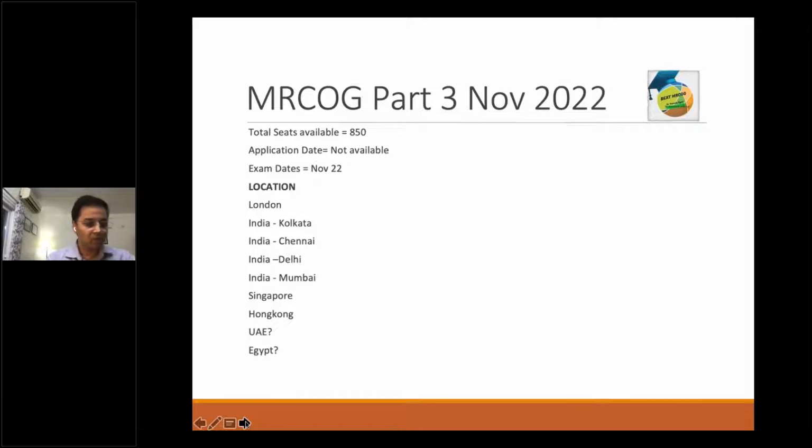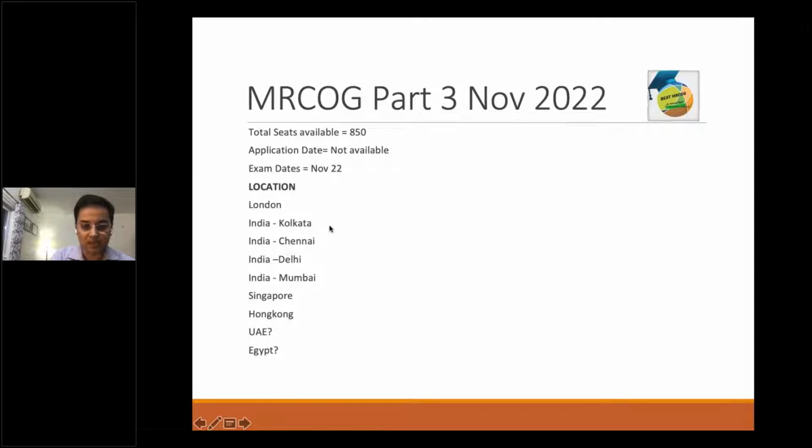If you're looking at the November diet of Part 3, for any diet, I think the total available seats hover between around 100 and 850, maybe 830, 850, something like that. I'm not aware of the distribution, how much for UK candidates and how much for overseas, but I'm sure they get a preference. The application date is still not available, but you should keep looking for the exam date as well as when the registration opens on the RCOG site.